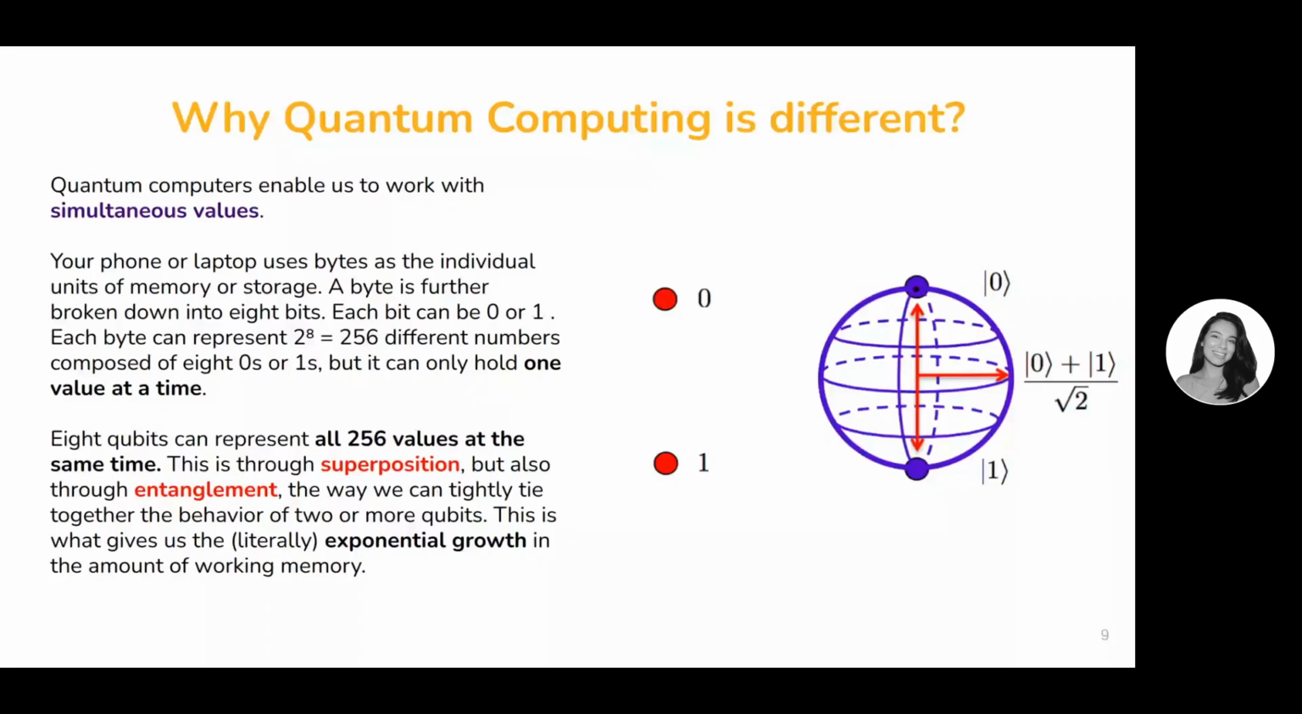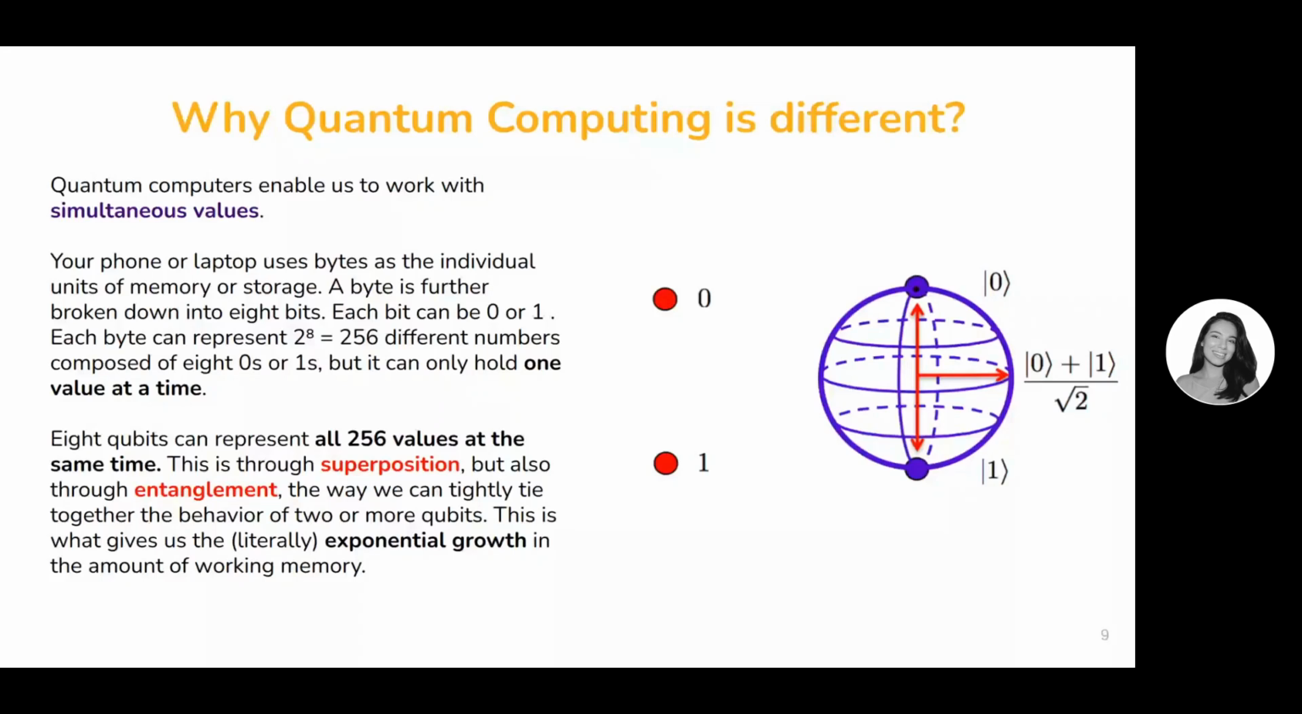And the byte, of course, which has 8 bits, can operate up to 256 different values, right? But out of these 256 values, we can only have one value at a time. Okay, so it's an incremental process. One state, one value, and the next value, and then the next value.